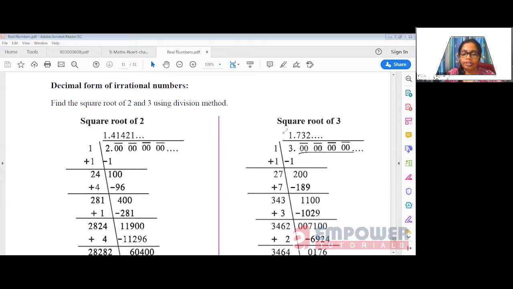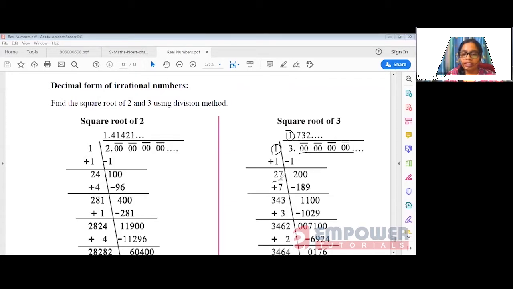Then which number is a perfect square which is less than 3? Again 1 is there, so I am going to take the square root of 1, which is 1 only. So I'm going to multiply 1 into 1, so it is 1 only. I will write 1 over here since I'm multiplying it by 1. Okay, then 1 plus 1 will be 2.